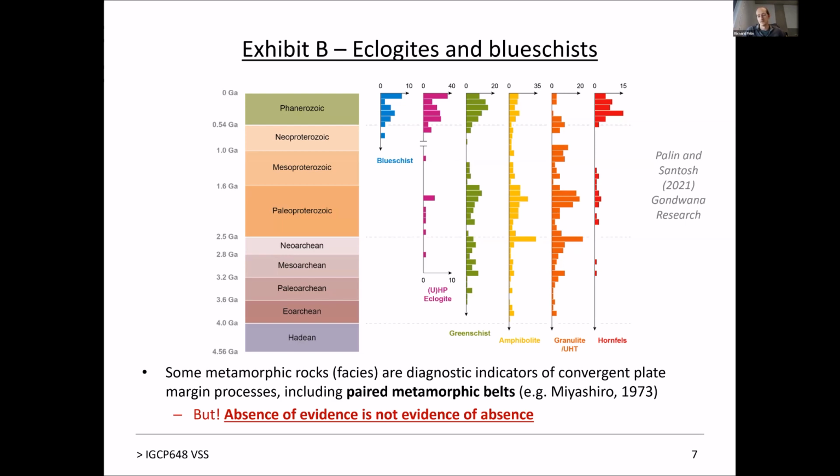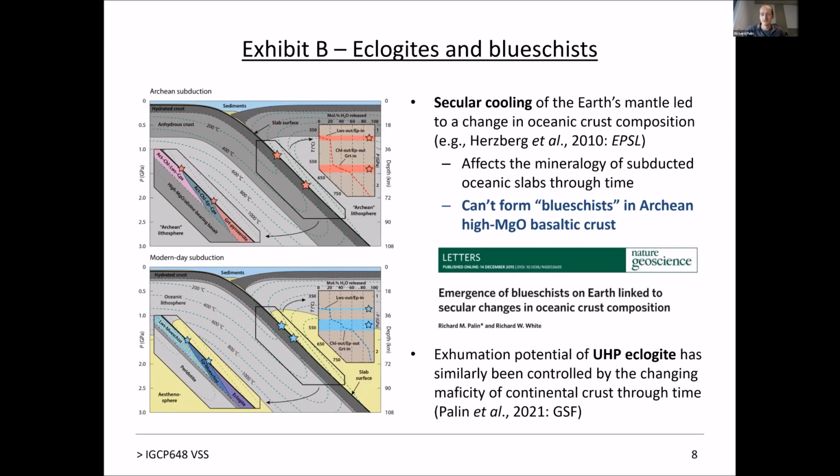Some people might be familiar with this work I put out in the past. We put out this paper in Nature Geoscience in 2016, where we related secular cooling of the mantle to a change in oceanic crust composition through time. The hotter Archean mantle produced an oceanic crust that was more magnesium-rich than today's. And then we did some phase petrology using calculated phase equilibria.